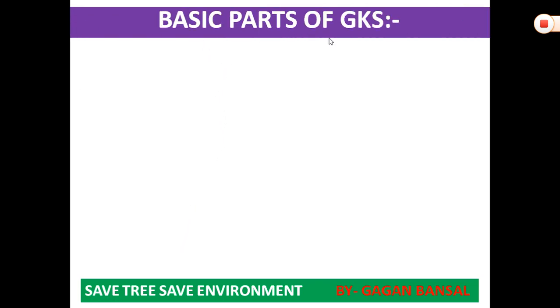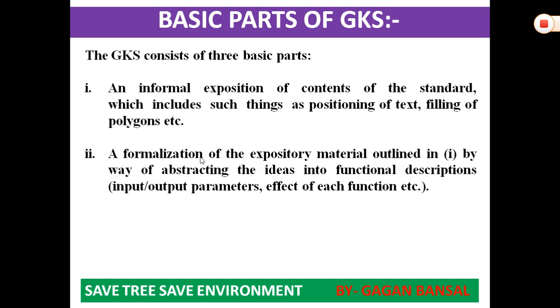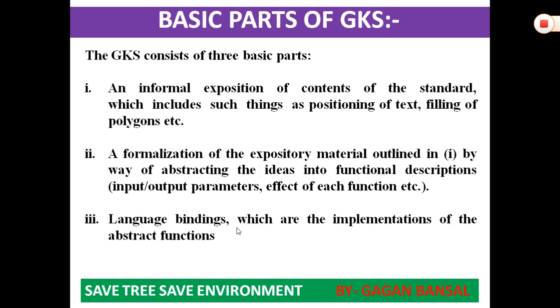And what are the various parts of GKS? GKS consists of basically three parts. First, an informal exposition of the contents of the standard, which includes such things as positioning of text, filling of polygons, etc. Second, a formalization of the expository material outlined in point one by abstracting the ideas into functional descriptions like input output parameters, effect of each function, etc. And the third part includes the language bindings, which are the implementations of the abstract functions.